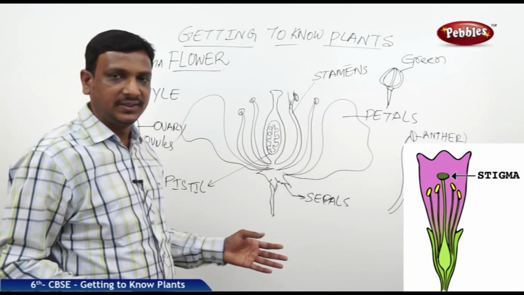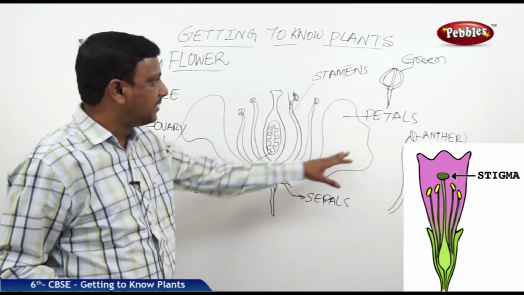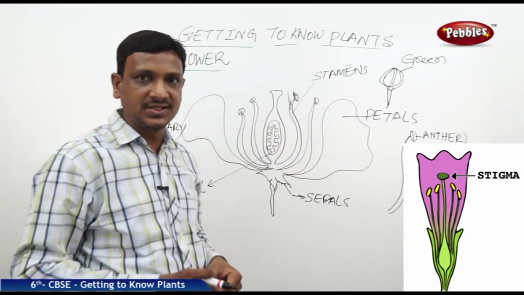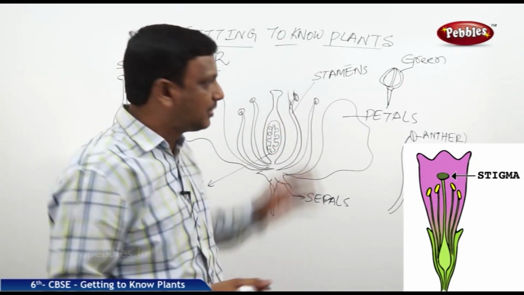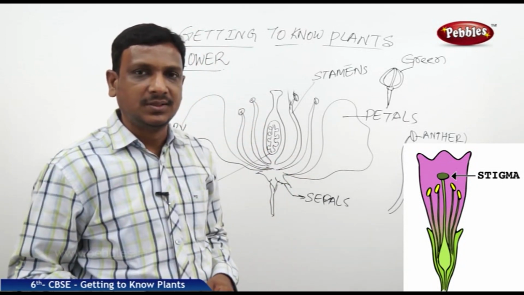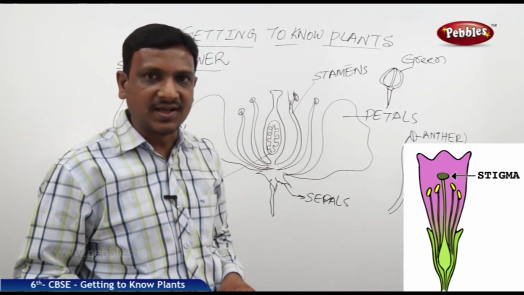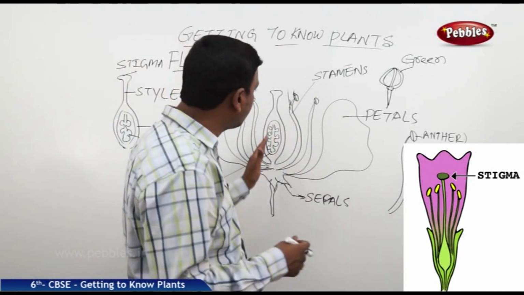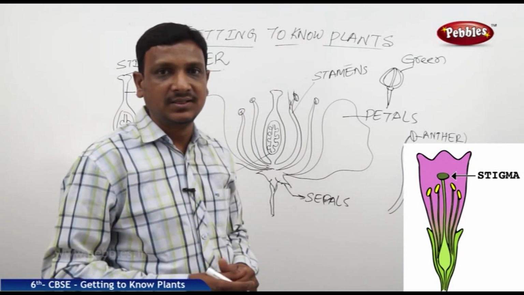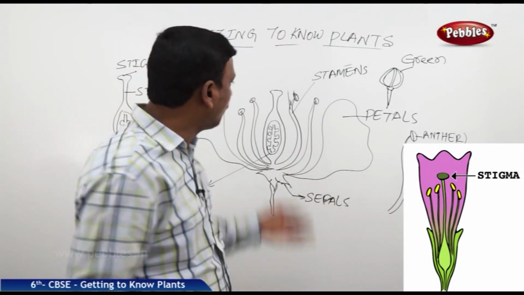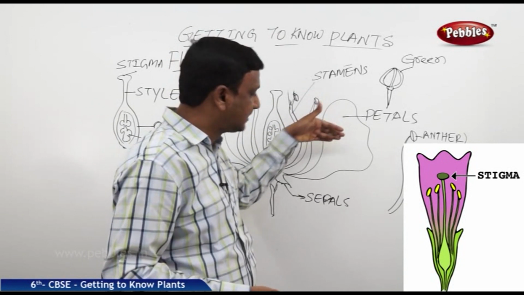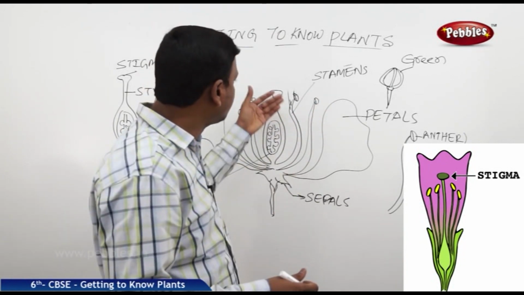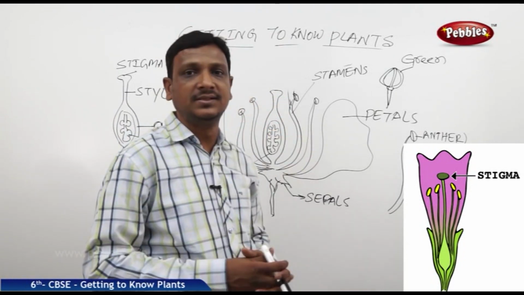So a flower consists of sepals, petals, stamens, pistil. It's a typical flower. That means I have drawn a flower which has all the parts. But practically, in general, some flowers may not have stamens. They have only pistil, petals, sepals. Some flowers may not have pistils. They have only stamens, petals, sepals. But some flowers may have all the things: stamens, pistil, petals and sepals.